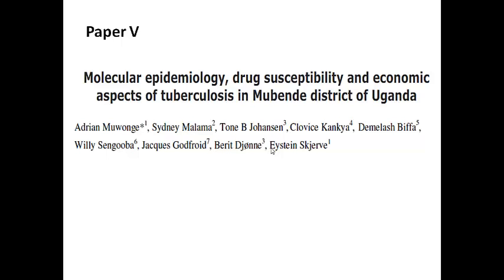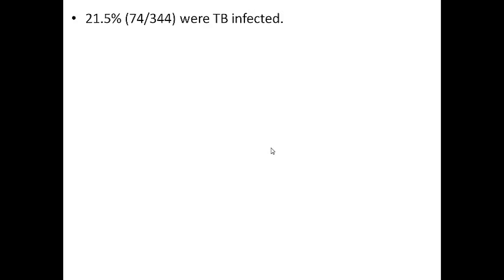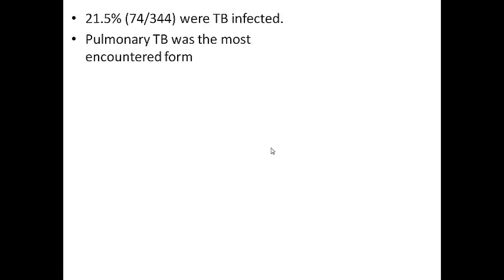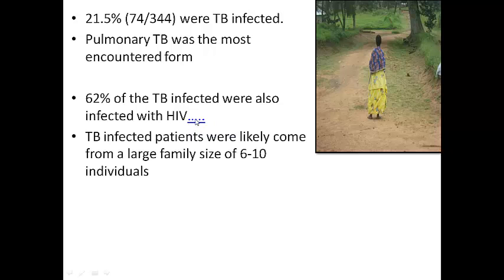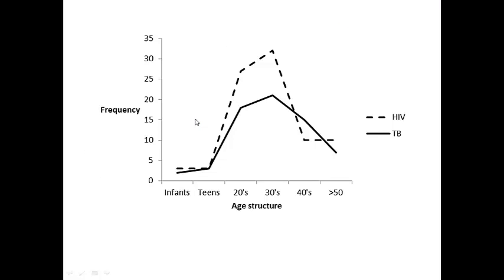The human case study, the 5th paper, we documented molecular genotypes and drug susceptibility as well as economic aspects of tuberculosis in Mubende district. We found that 21% of the people we sampled actually had tuberculosis. Pulmonary tuberculosis was the most prevalent. 62% of the TB patients that we found were also co-infected with HIV, but there seemed to be a stratification in terms of age. Most of those who had a co-infection were within the ages of 20 and 30.